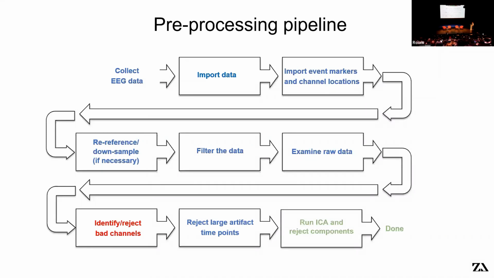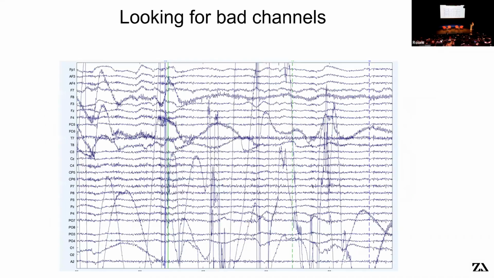Then we want to identify and reject bad channels. So you can either look at the raw data for bad channels and try to identify them yourself. I think when you start working with EEG, that's maybe a good strategy, just to get used to how the data looks.